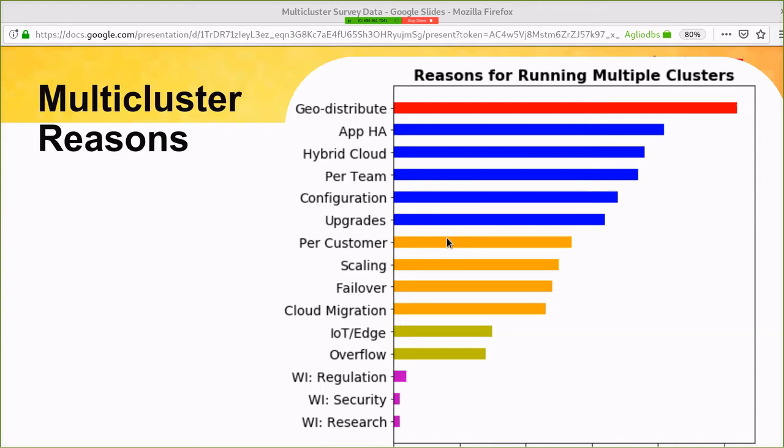Failover between clusters, which I personally expected to be a much more popular use case than it actually was. There's also a gray area between failover and app HA. Yeah, we try to distinguish between failover an application versus failover the entire cluster. But you always wonder whether or not you successfully made that case.